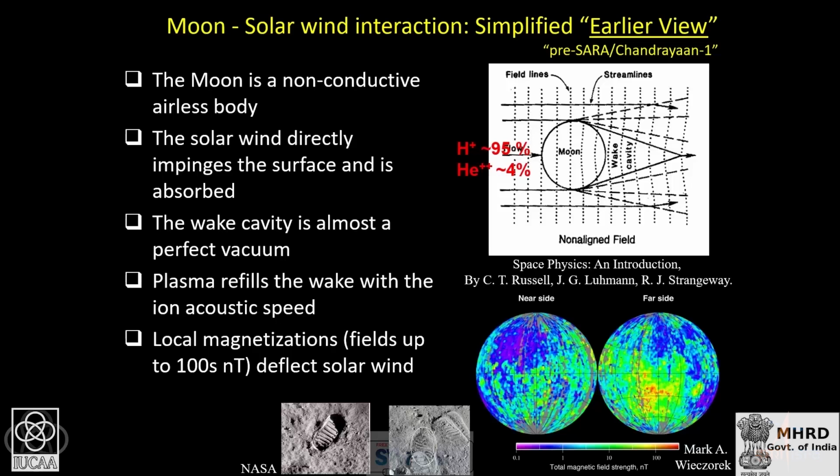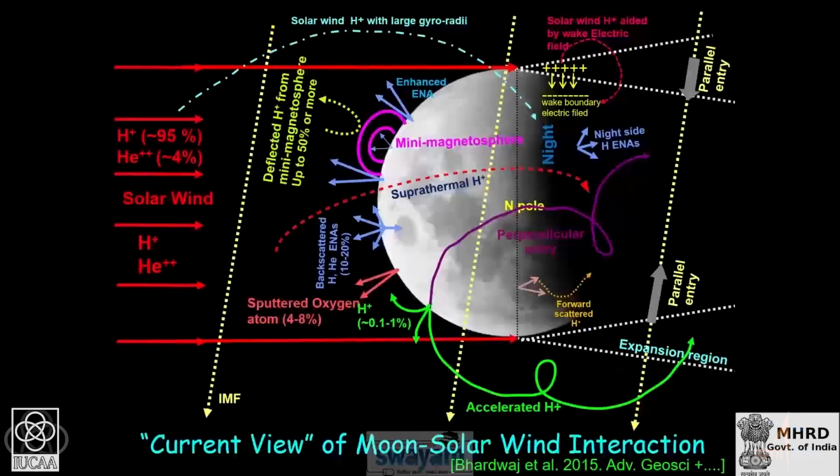We also knew that there are surface magnetic anomalies or local magnetizations whose strength is very small, of just about 100 nanoteslas, and that it is full of regolith and dust, which can be seen in imprints of human landings. This simple geometry of the interaction has changed drastically with the Chandrayaan-1 mission, and in particular with the SARA experiment on the Chandrayaan-1 mission. Now, we know that this geometry is looking like this, where you can see many arrows, and each of these arrows is actually a scientific publication.